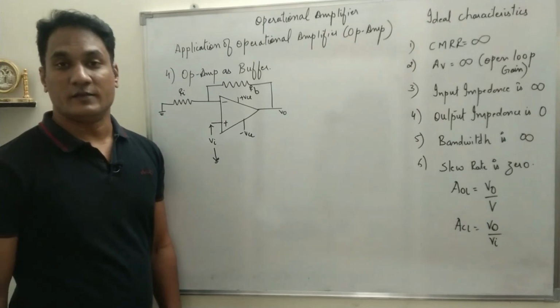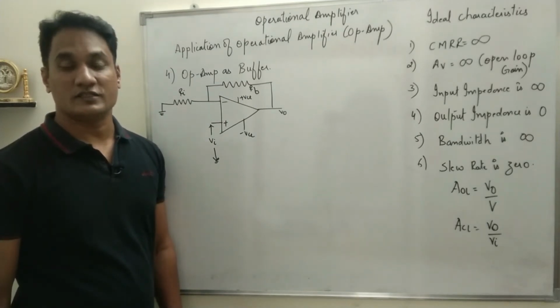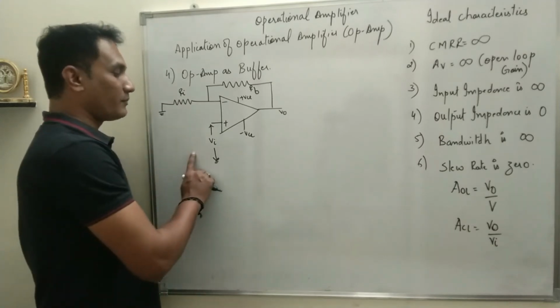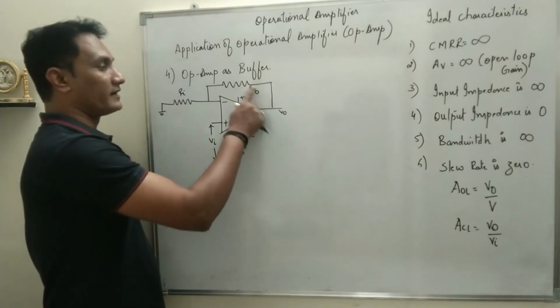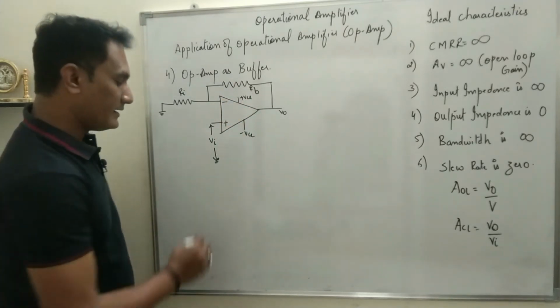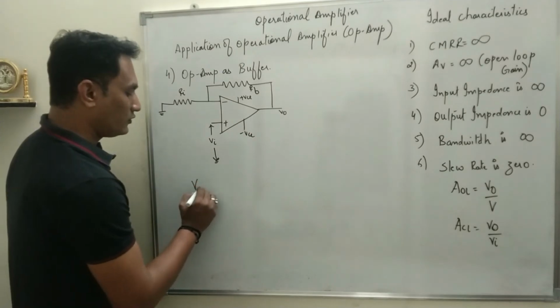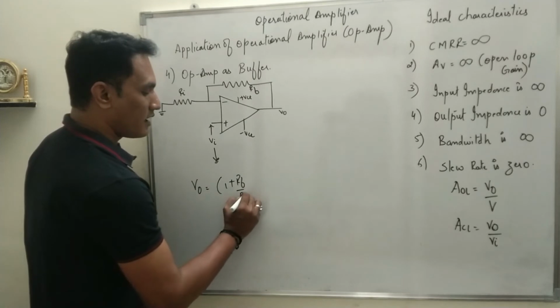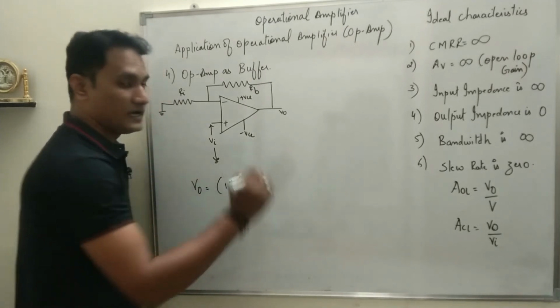There is a feedback resistance provided as a negative feedback. That means the gain has to be suppressed, and the circuit has to be used as an amplifier. So input is applied to the non-inverting terminal, feedback resistance is provided, so it is a non-inverting amplifier. And in a non-inverting amplifier, the output voltage is given by (1 plus Rf upon Ri) into Vi.